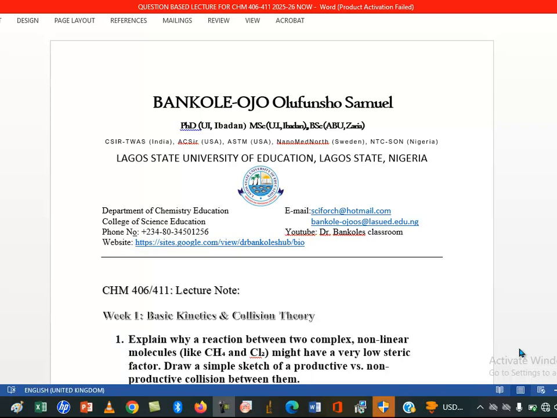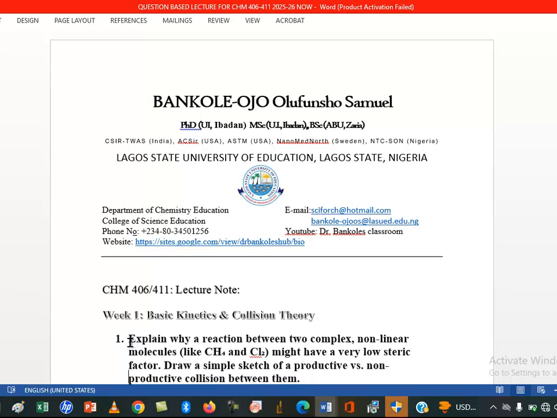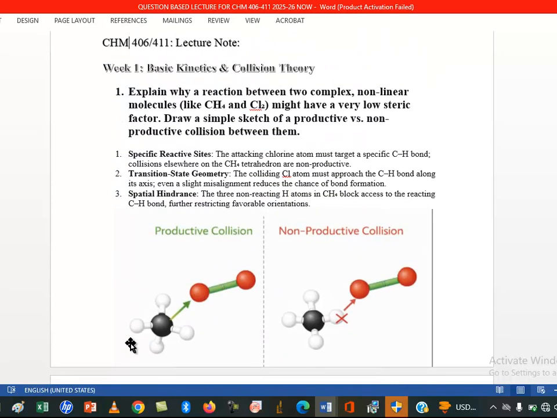So we are going to be looking at some questions and their respective solutions. Now let's start with question 1. Explain why a reaction between two complex nonlinear molecules like CH4 and Cl2 might have a very low steric factor. Draw a simple sketch of a productive versus non-productive collision between them.